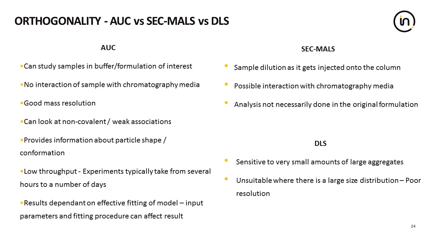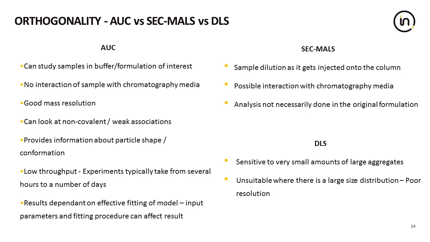The other thing about orthogonality is AUC, SEC-MALS, and DLS. All three techniques are brilliant in their own regard, and every technique has its own limitation. So with AUC, there's no limitation in terms of the mass range it can be studied in. It can be studied in its sample buffer or formulation of interest. There's no such thing as a chromatographic media where it could be running down a column and experiencing shear forces, which is the issue with SEC-MALS, and it can or cannot cause conformational changes. There is a very good mass resolution in AUC.